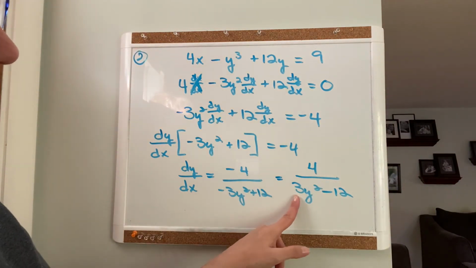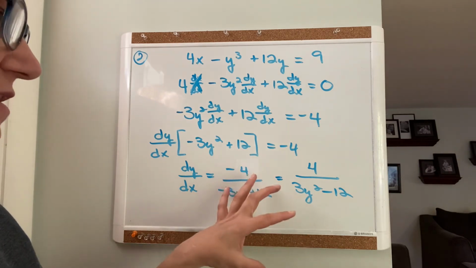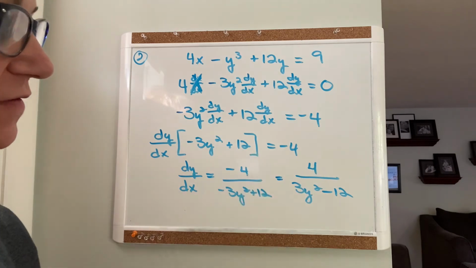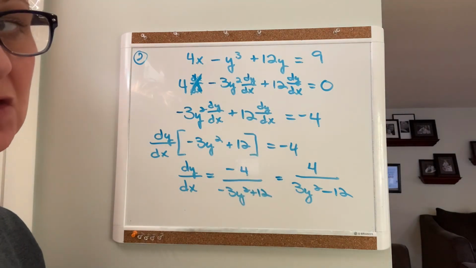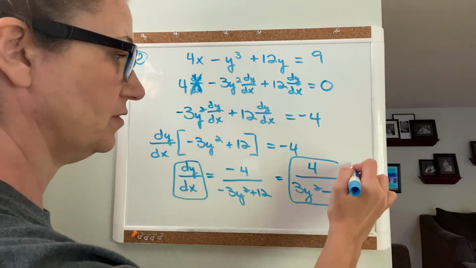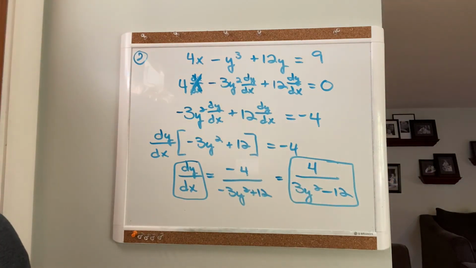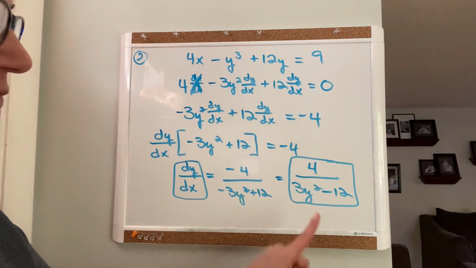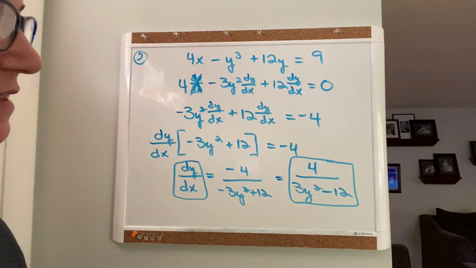You could go one step further and factor the 3 out from the denominator and then factor the difference of 2 perfect squares. I'm not going to ask you to do that, but you could go further if you wanted to. I don't know if Miss G is going to ask you to go further next year. I'm not really sure, but this answer is where I want to stop.